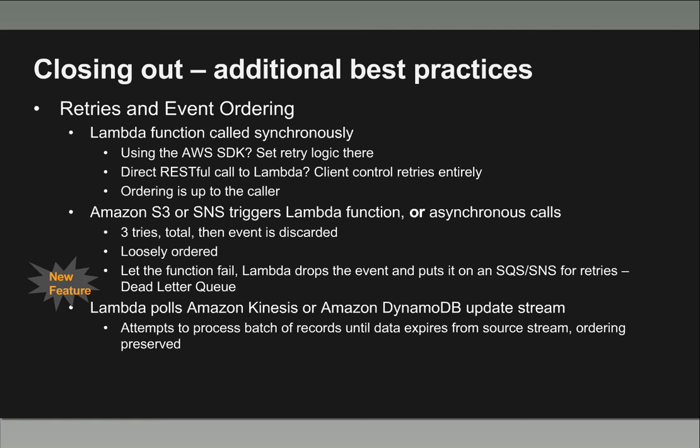For example, what if you have stream data coming in for your use case and you're trying to use a Lambda function for that? You can use Lambda for polling a Kinesis stream. In that case, your stream data would be a Kinesis stream or a DynamoDB update stream, and you will attempt to process the batch of records until you exhaust that stream. The ordering is guaranteed in this one because it's a stream and you can process in order as it comes.